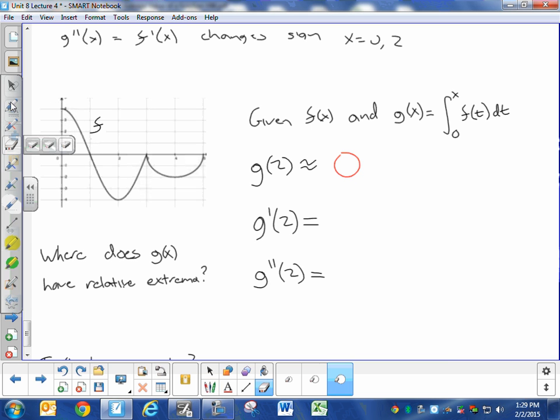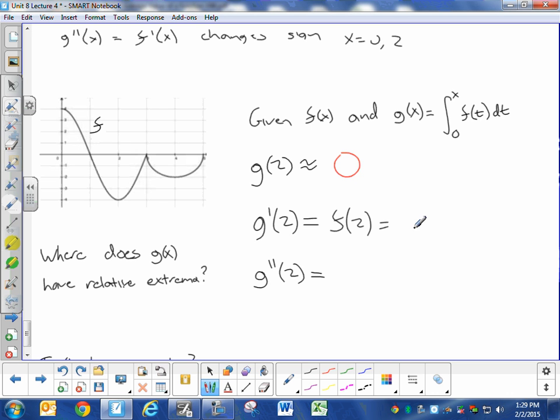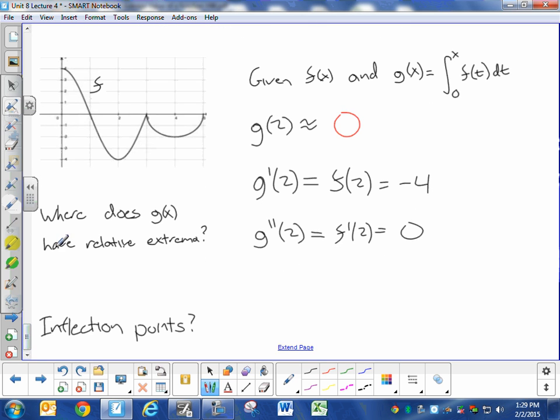Second one, G prime of 2. Well, that's going to be the same as F of 2. F of 2 is negative 4. G double prime of 2. That'll be the same as F prime of 2. F prime of 2 appears to be 0. Okay? When does G have relative extrema? When does G have inflection points?